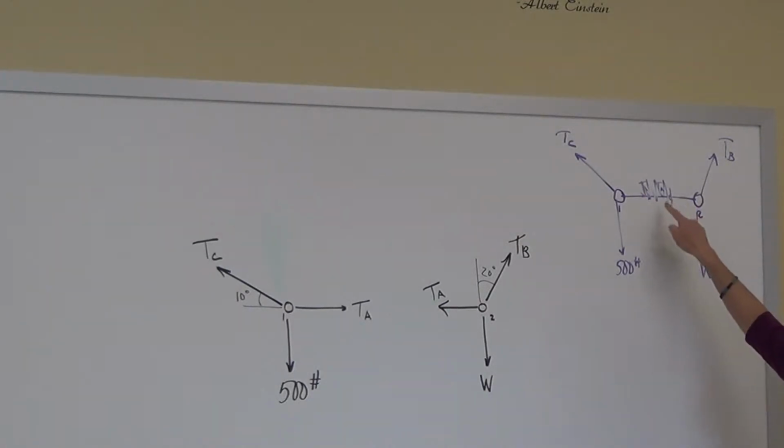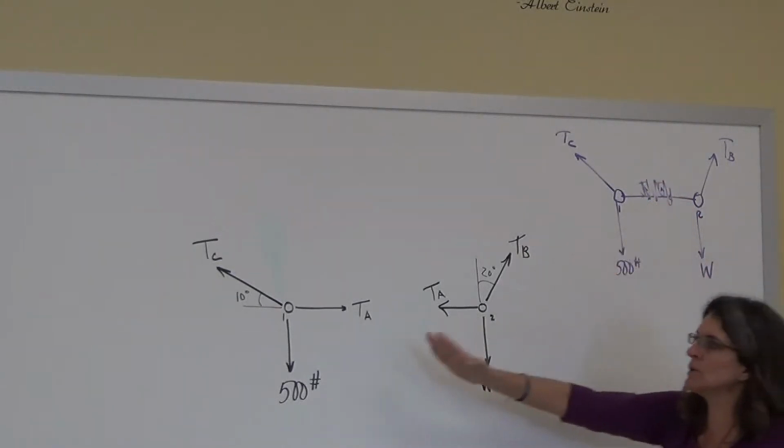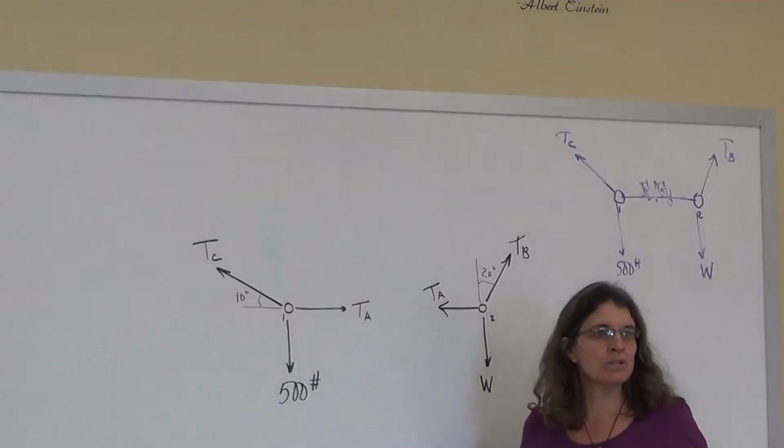It is experiencing tension, but the tension in there is an internal force. So from this free body diagram, we wouldn't be able to calculate TA at all, because it's internal to the system. It's not an unknown here. It's only when you put it here that you can actually calculate them.